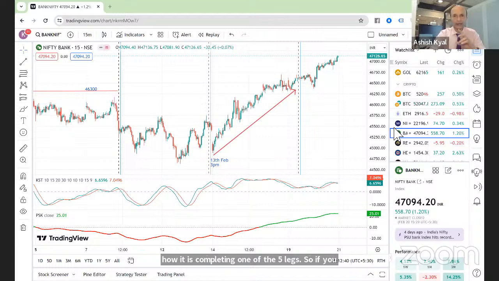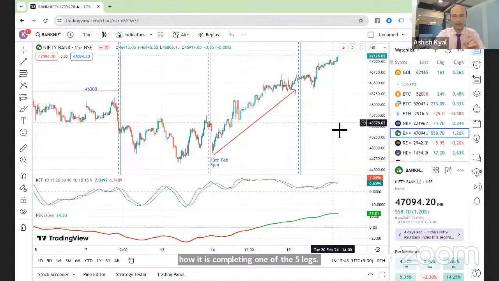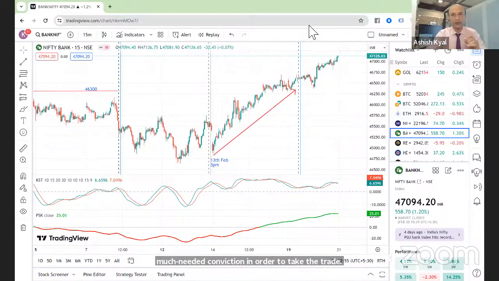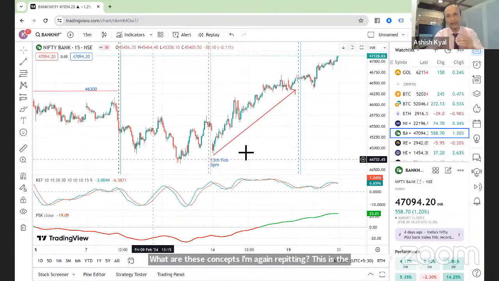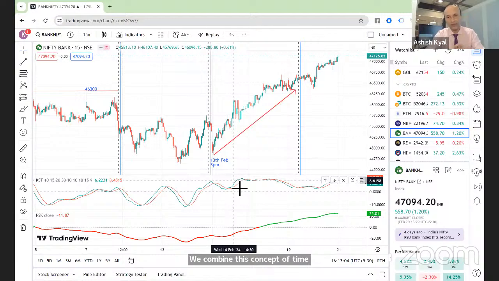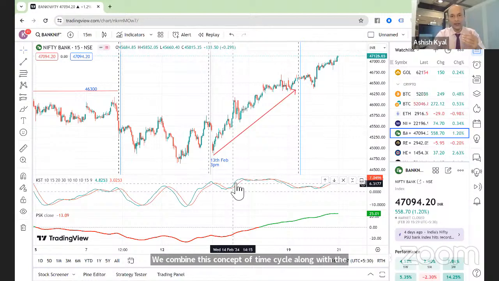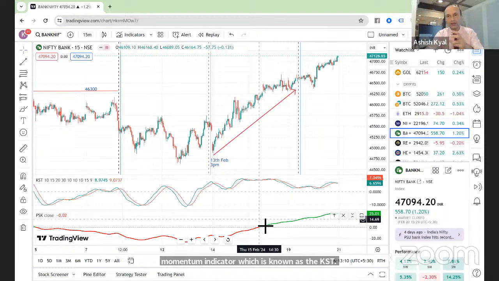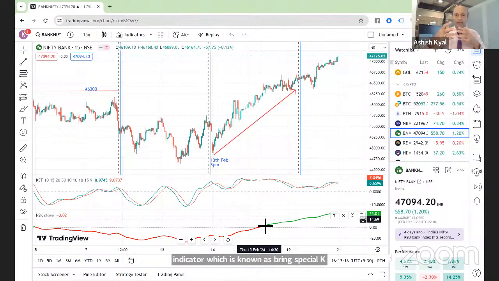So if you look at the entire concepts that I am talking about right now, these are concepts which will give you the much needed conviction in order to take the trade. What are these concepts? I'm again repeating. This is the concept of time cycle, where we see what are the areas of reversal. We combine this concept of time cycle along with the momentum indicator, which is known as the KST. We club that along with the little slower cyclical indicator, which is known as Pring Special K. When you combine it in a synchronized fashion, the trading accuracy and the conviction goes sharply, sharply higher.